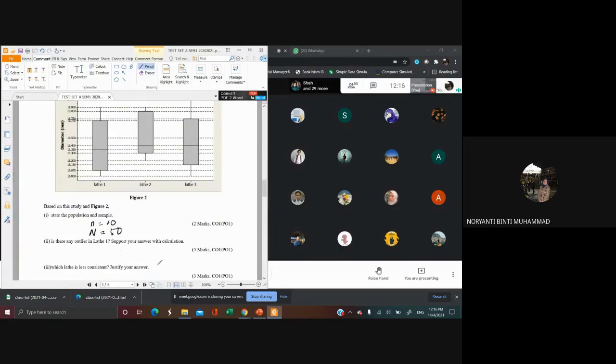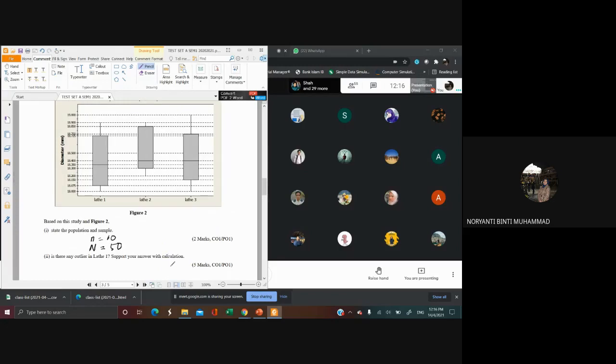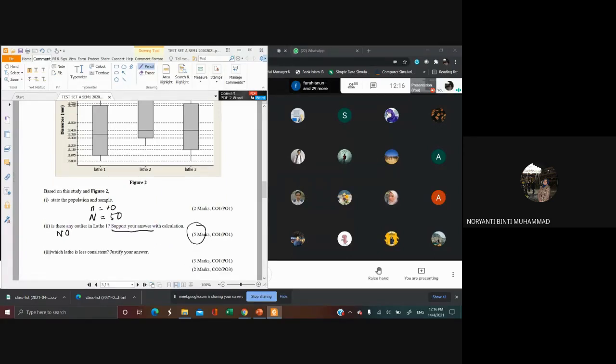Okay, number 2. Is there any outliers in lathe 1? Support your answer. So, if you look here, 5 marks. Okay, and then can you see here, is there any outliers? No, isn't it? So your first answer is no. But how do you support your answer with calculation?